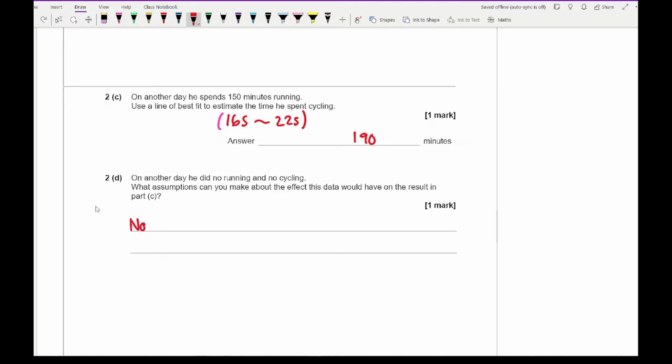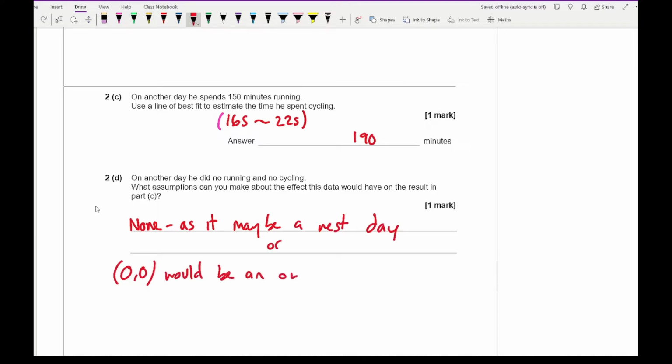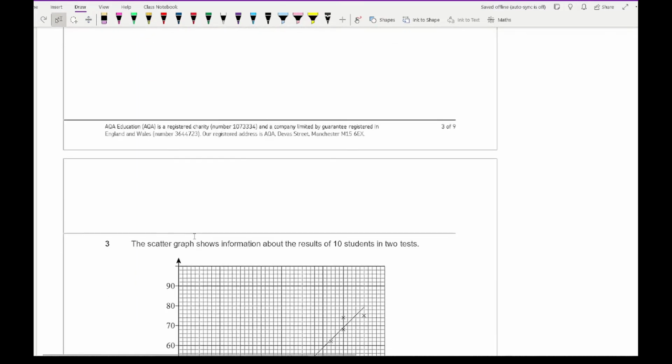So you could say none, as it may be a rest day. Or you could say something along the lines of it would 0, 0 would be an outlier. So ignored when drawing your line of best fit and then reading a value off it. So it's not going to have any effect at all, but you need to state your reason.